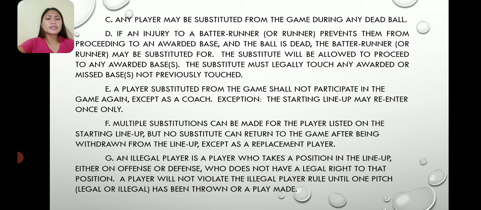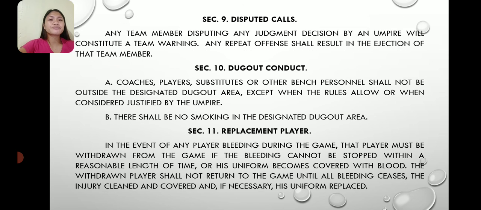An illegal player is a player who takes a position in the lineup, either on offense or defense, who does not have a legal right to that position. Players will not violate the illegal player rule until one pitch, legal or illegal, has been thrown or a play made. Section 9, disputed calls.